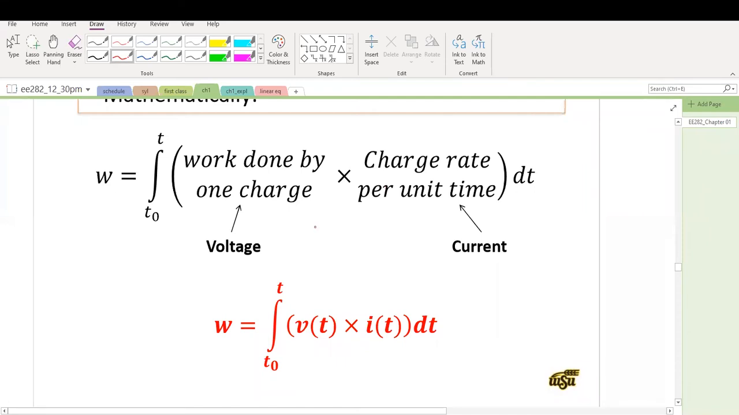And this is the relationship W equals the integral here. This is exactly what we have. Voltage is the work done to move one charge, and I is the charge rate per unit of time. This is a mathematical expression of energy. This is a physical meaning.